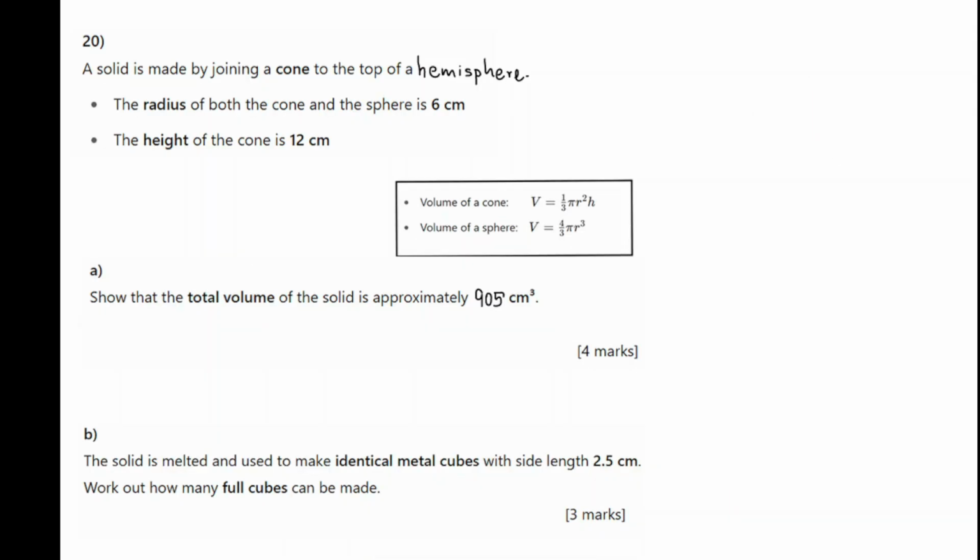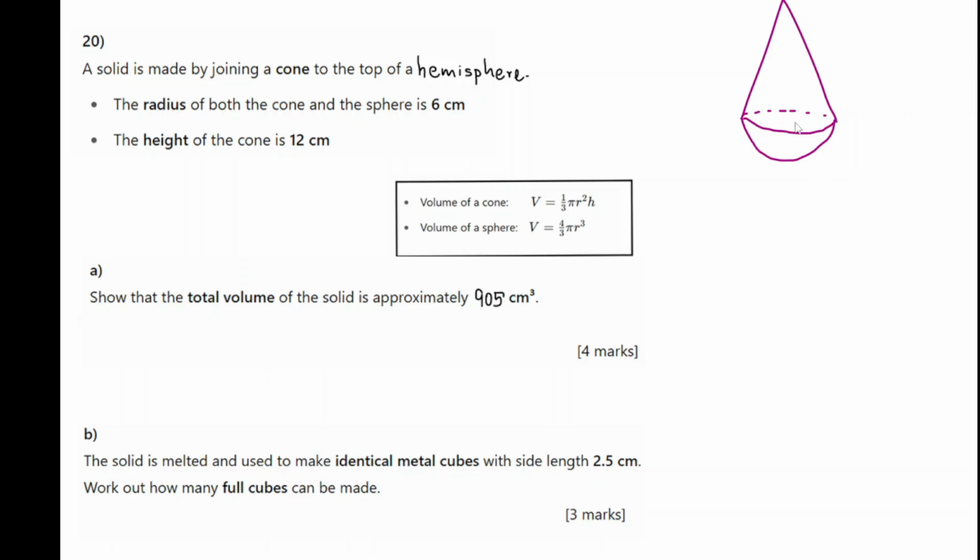Here's the last question. Pause the video and give it a try. When you're ready, you can press play. A solid is made by joining a cone to the top of a hemisphere. Now, these type of questions are very common. So you have a cone and it's connected to a hemisphere like this.